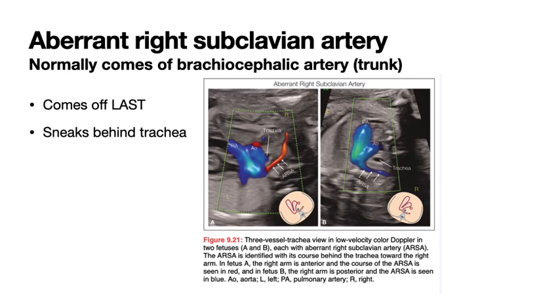All right, while we're up here, we can also talk about the aberrant right subclavian artery. Now, normally, the right subclavian artery came off of that first branch, the brachiocephalic artery. But sometimes it doesn't. It comes off later as the last vessel. So instead of being the branch first, it's the branch last. And you can see it up there sneaking behind the trachea. So you see the trachea, and then there's this other blood vessel going behind it on its way to the baby's right arm.